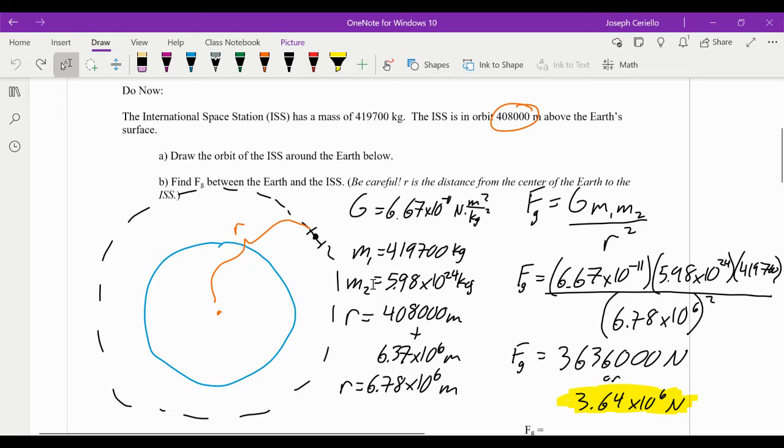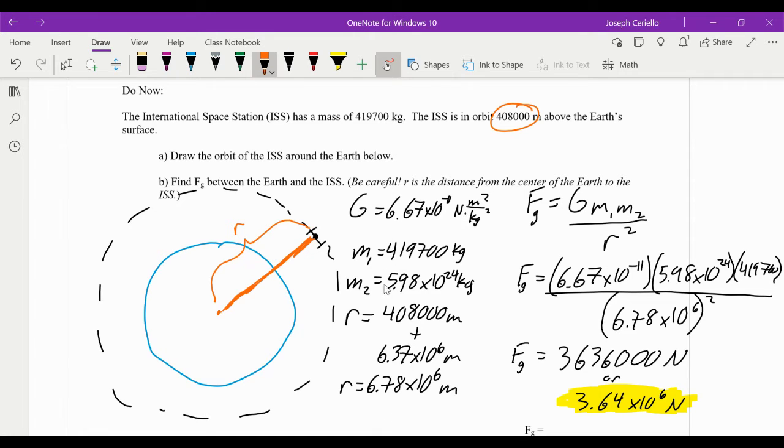Now, one really important concept here is what is the value for R? How far is the satellite from Earth? Now, R is not 408,000 meters. R is the distance from the satellite to the center of Earth. So this distance right here, if I were to mark this off, is 408,000 meters. But don't forget, we also have to go to the center of the Earth. So that's the radius of Earth. So to find R, we had to add 408,000 meters to the radius of Earth, 6.37 times 10 to the 6 meters. So we get an R value of 6.78 times 10 to the 6 meters.